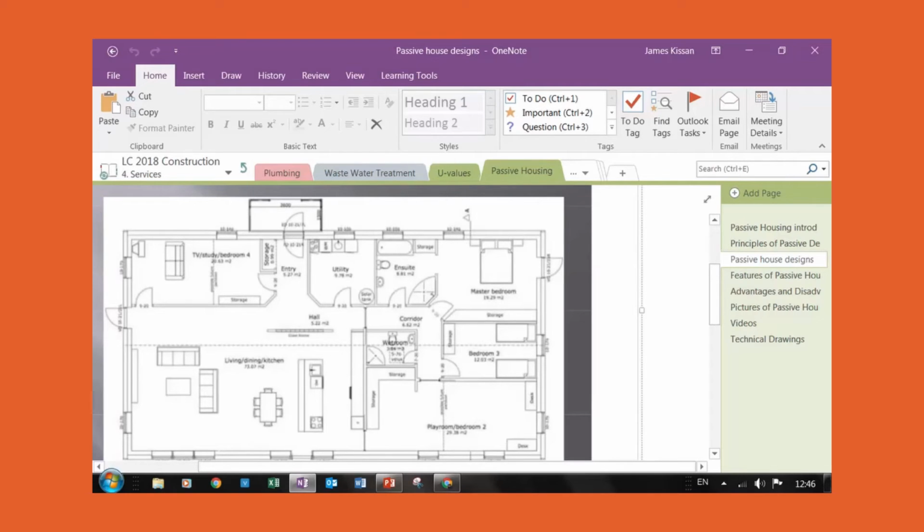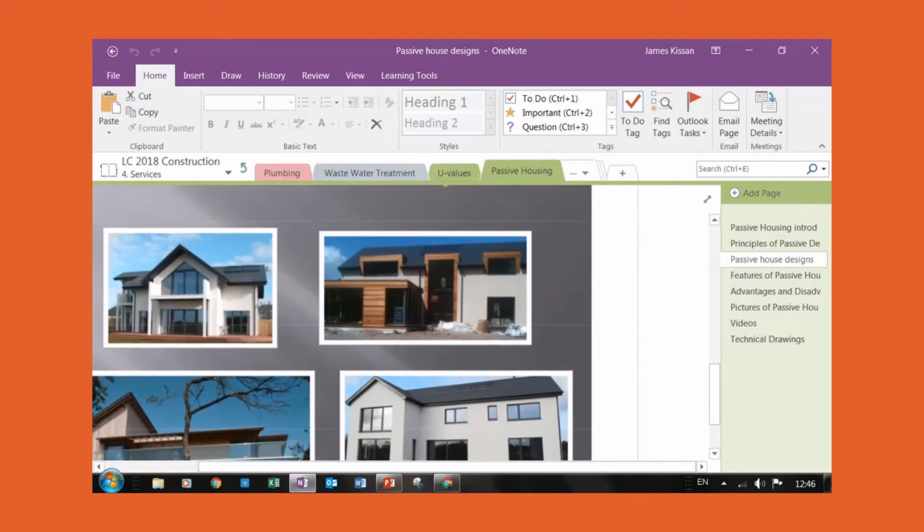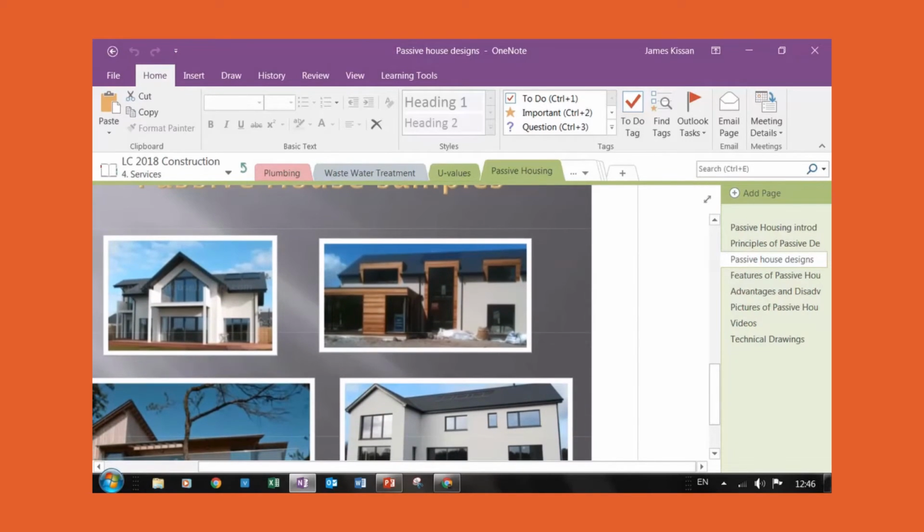Now, this is a key layout, and it's a good layout to learn and redraw in an exam. Because if they ask you to draw a layout of a passive house, this is as simple as it gets to draw out.